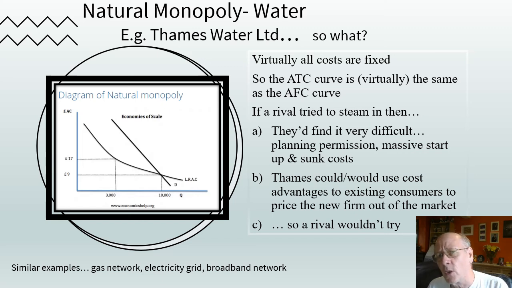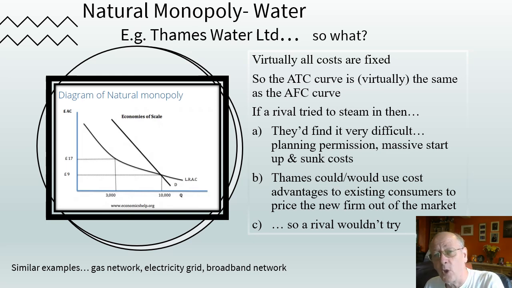So what would Thames do while this new rival was trying to get in place? Well, Thames have got cost advantages. Have a look at that average fixed cost curve. All they'd do is reduce the price to customers that this new firm was trying to nick, and they'd be able to effectively price the new firm out of the market. So the rival wouldn't even bother. Other examples of natural monopolies are gas, electricity, or the broadband network. The infrastructure to provide all those things is absolutely massive.